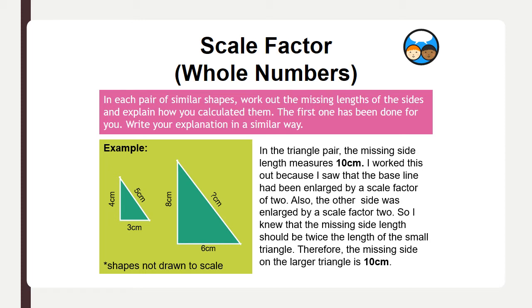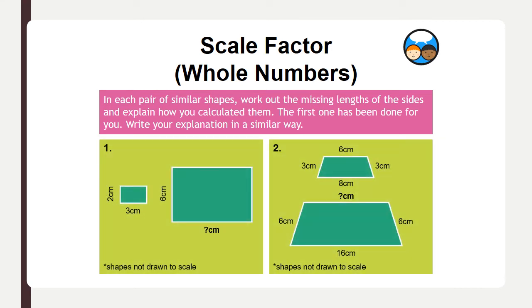So the perfect written explanation would be, in the triangle pair, the missing side length measures 10 centimeters. And I worked this out because I saw that the baseline had been enlarged by a scale factor of 2. Also, the other side was enlarged by a scale factor of 2. So I knew that the missing side length should be twice the length of the small triangle. Therefore, the missing side on the larger triangle is 10 centimeters. So now you've got an example of how to answer that question and how your explanation should be written. Here's another one for you.